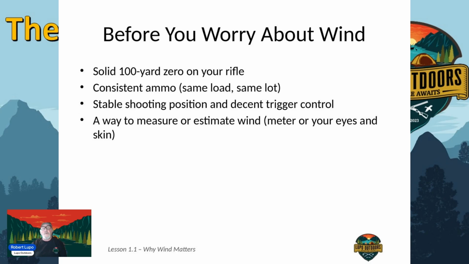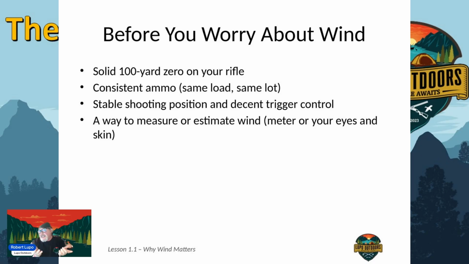Before you blame everything on the wind, there are a few basics you want solid. First, a good 100 yard zero. You need to know exactly where your rifle hits when there's no mystery. Second, consistent ammo. If your ammo is all over the place, you can't tell if a miss was because of the wind or just a bad round.